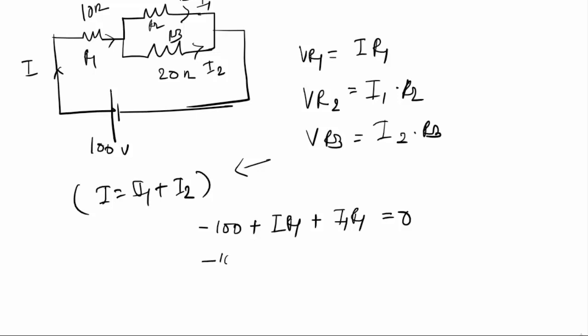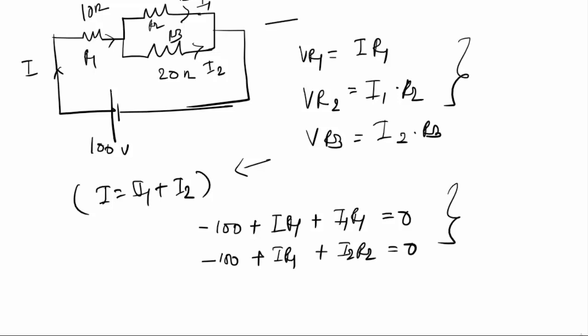And minus 100 plus I R1 plus I2 R2 equal to 0. So these are the equations which you are having. There is one way to solve this problem: you can solve this series parallel circuit and find the value of I, and after that it would be easy to find the VR1, and you can easily solve that. So that will be one of the simple ways to do that.